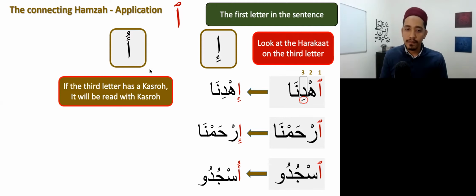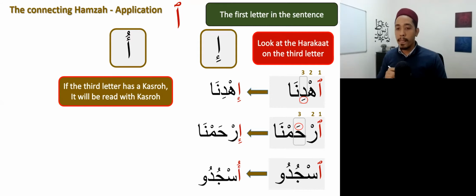Let's look at the next word over here, the next word at the bottom, irhamna. Remember they said look at the third letter, so we want to do that first. 1, 2, the ra is 2, the ha is 3. What harakat is on the ha? Yes. Okay, so let me tell you the rule.